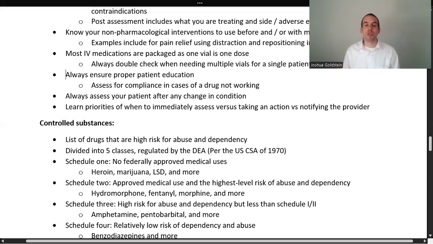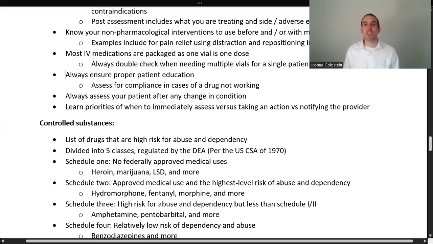The list of controlled substances are the list of drugs that are high risk for abuse and dependency. These are divided into 5 classes, and they're regulated by the DEA, the Drug Enforcement Agency. These are all still approved medications by the FDA, but they're regulated by the DEA. And this is per the United States Controlled Substances Act of 1970. I've seen that in some test banks. That's why I'm putting that on there, but you do need to know that. So let's go through the different schedules.